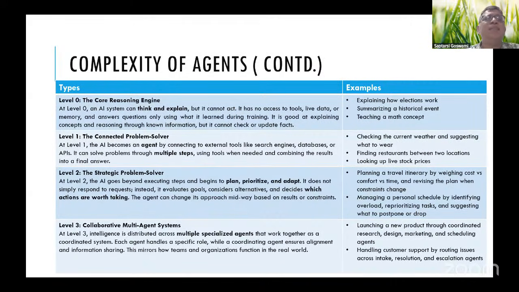Level 2 is the strategic problem solver. So here you are trying to plan maybe a travel itinerary, okay, by weighing cost versus comfort versus time, right? And revising the plan when constraints change. So you can see that the amount of cognitive capability required is more than what you had in level 1. Okay, but typically, these tasks are also achievable by the use of a single agent. Okay, and then you move to what is called collaborative multi-agent systems, right? This is where you break up the tasks, and when you break up the task, you need to think about how this task will be done by different agents and how they will collaborate and exchange information and so on and so forth.